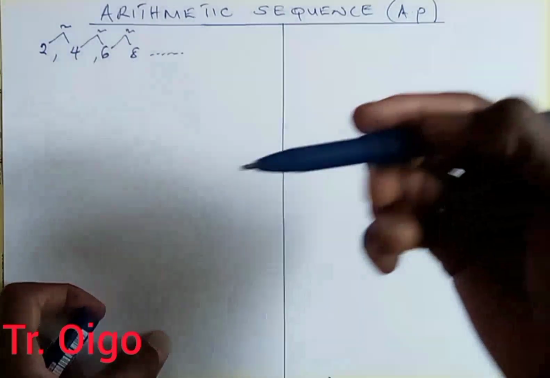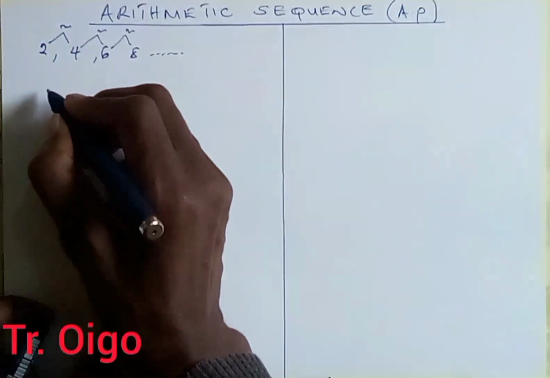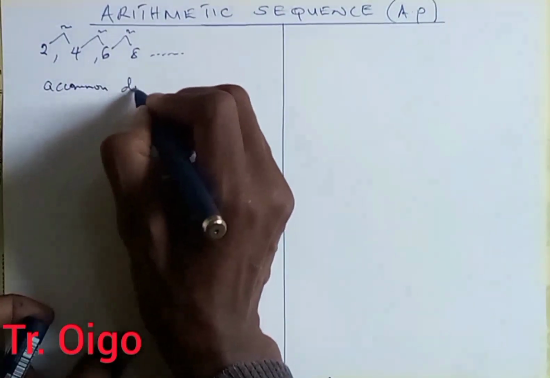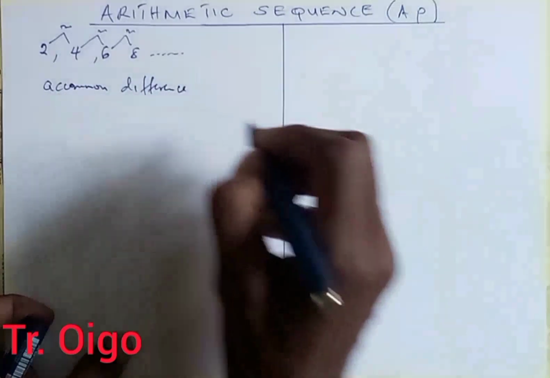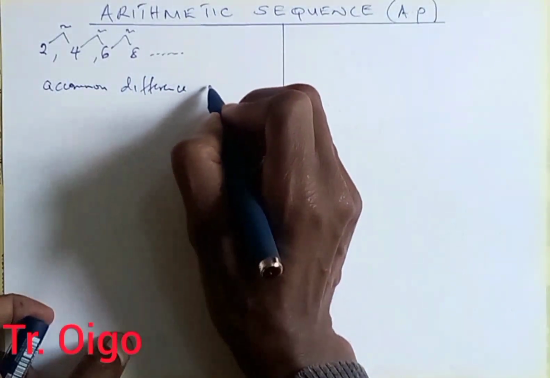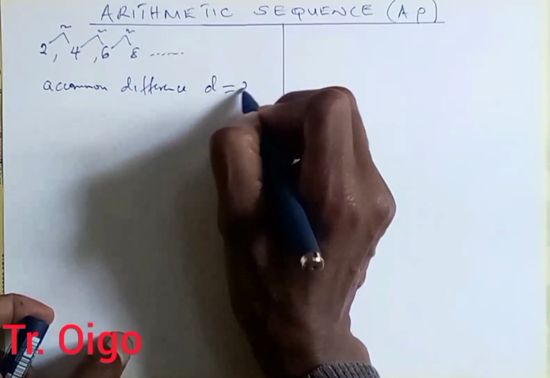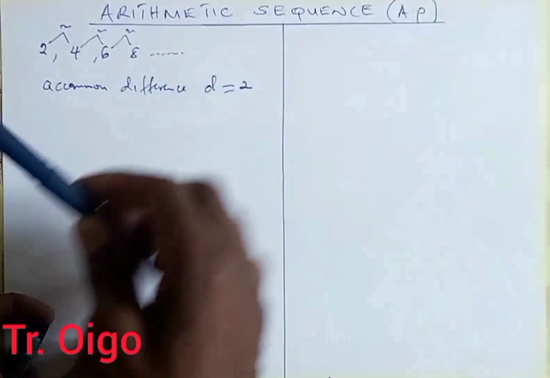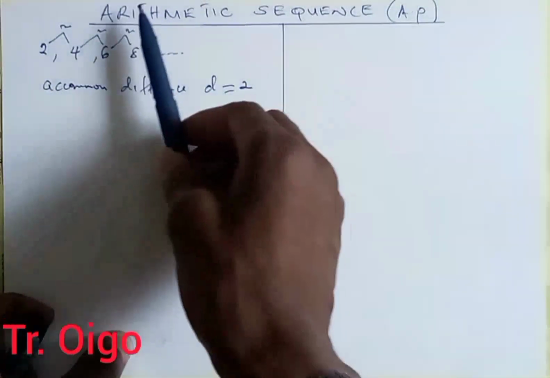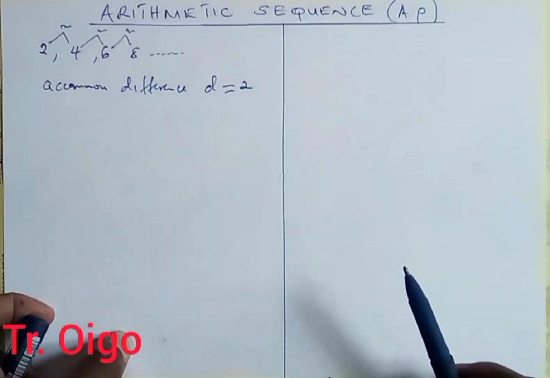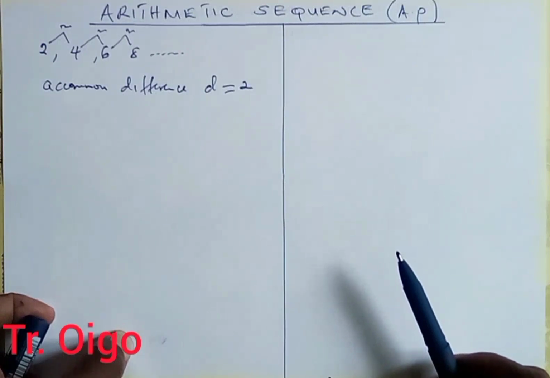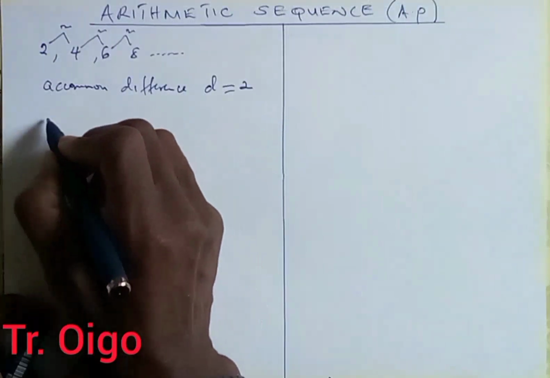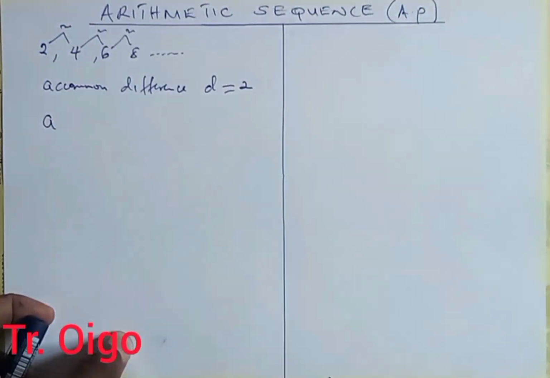Now this particular sequence where we have what we call a common difference, such a sequence we refer to as an AP. And for this case, the common difference D is going to be 2. Those sequences with a common term that is being added are what we refer to as an arithmetic sequence or AP. And therefore, in a general case, the first term is always referred to as A.